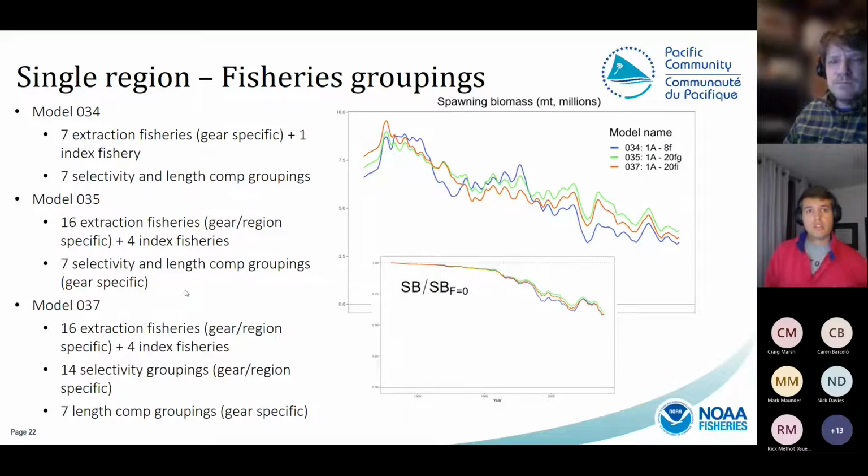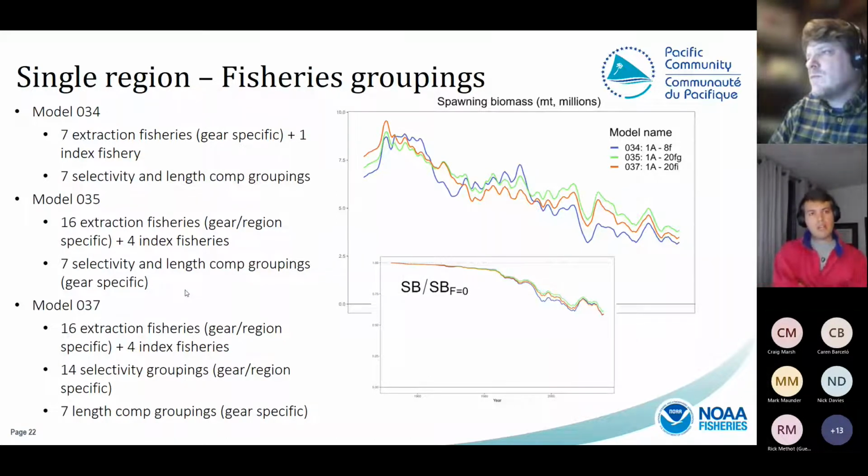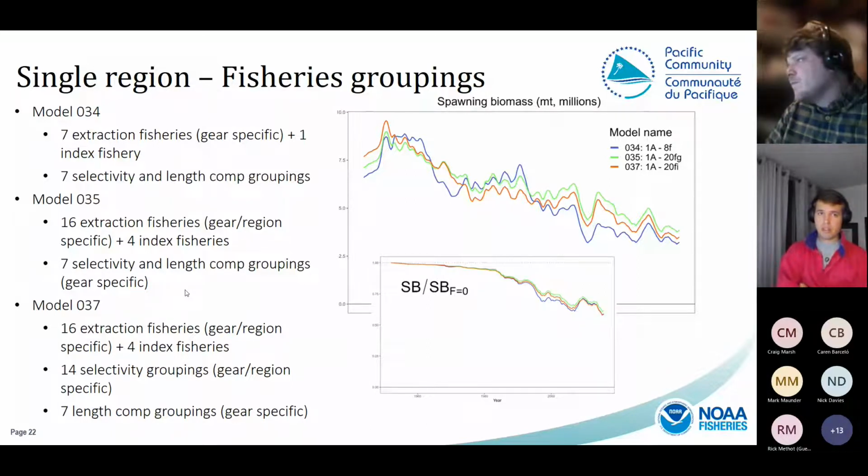In terms of the fisheries grouping for the single region model, we looked at 3 different grouping types. Those are models 34, 35, and 37, where that first model, 34 in the blue, is that single region model with 7 extraction fisheries, 1 for each gear, and then the 1 index fishery, and then 7 selectivity groupings and length composition groupings. And so made the decision to group the index fishery with the long line fishery.